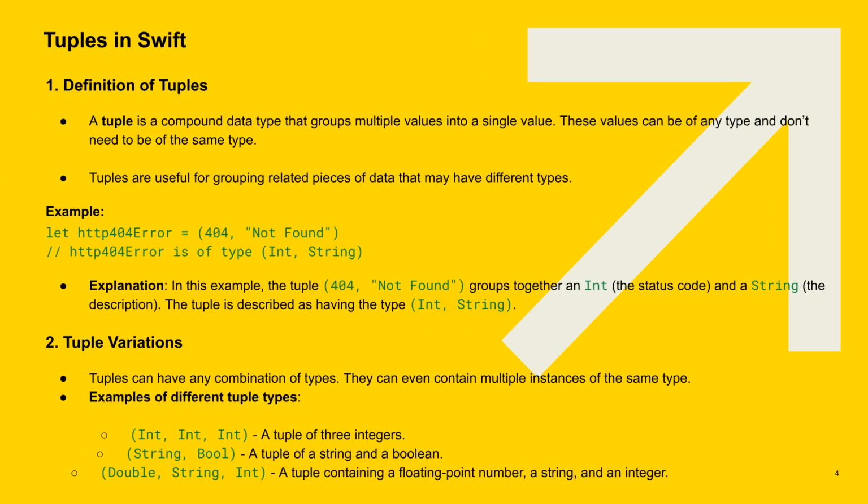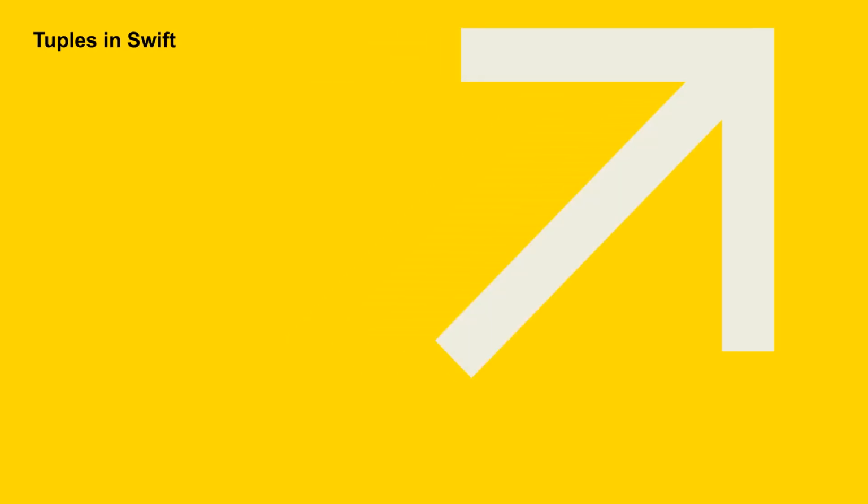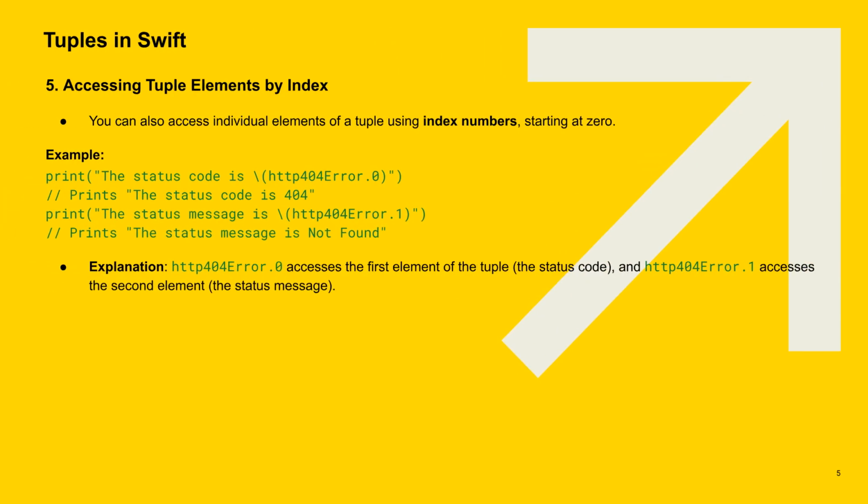A tuple is a compound data type that groups multiple values into a single value. These values can be of any type and don't need to be the same. For example, a tuple can group an integer and a string, defining the type as (Int, String). You can access individual elements of a tuple using index numbers, starting at 0. The example shows how to access the status code with index 0 and the status message with index 1.